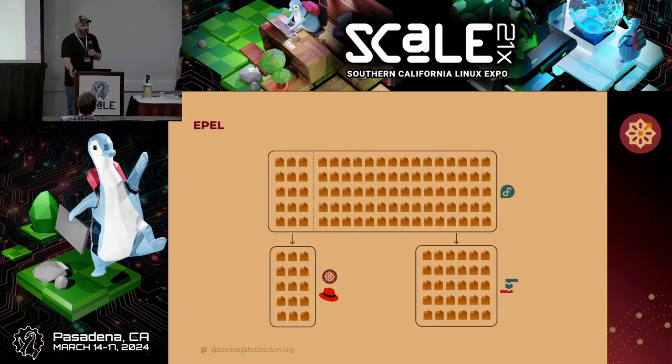A lot would have to change for EPL to not be additional RPM packages, so much that I don't think that's even feasible. I know that there's a lot of move towards what people call the atomic stuff in Fedora, the immutability. But those are still built out of RPMs, and then there's RPM layering and other things like that. RPM's not going anywhere, and EPL only has RPM packages.